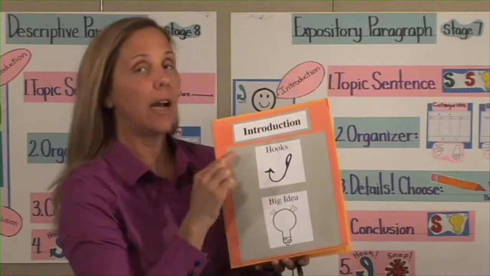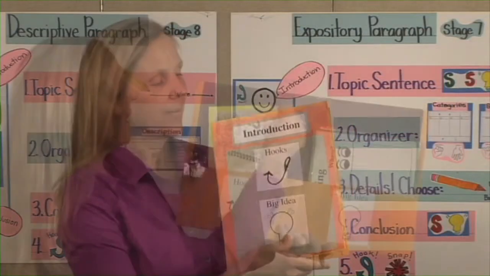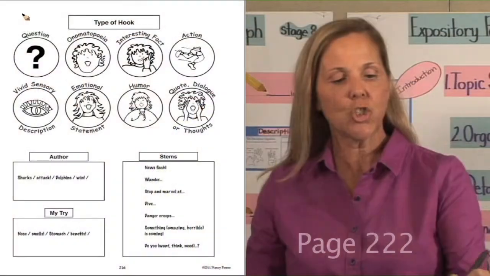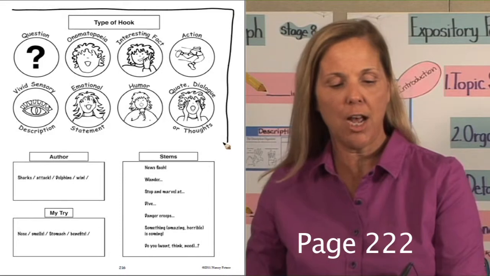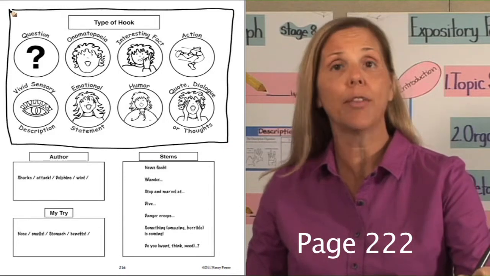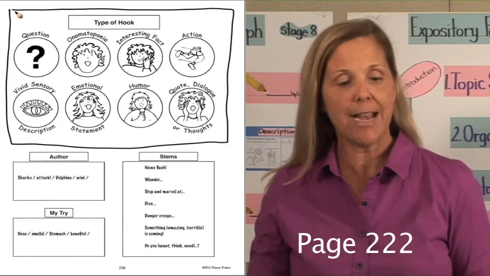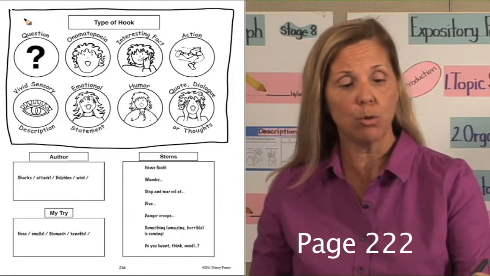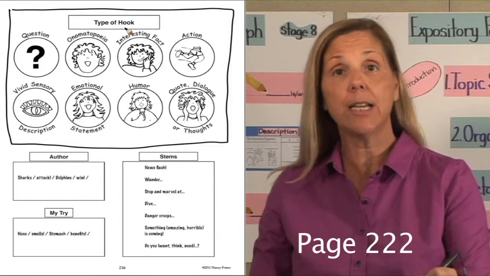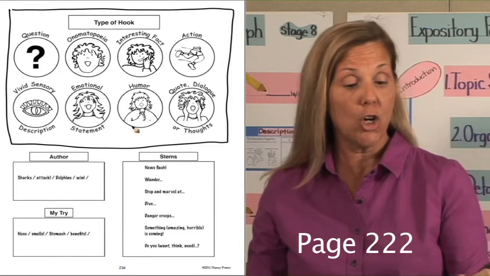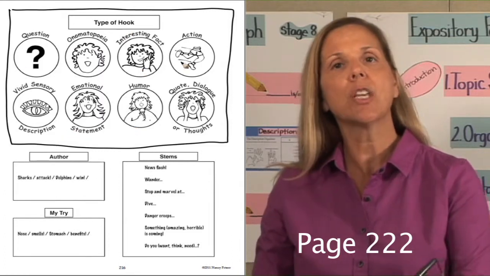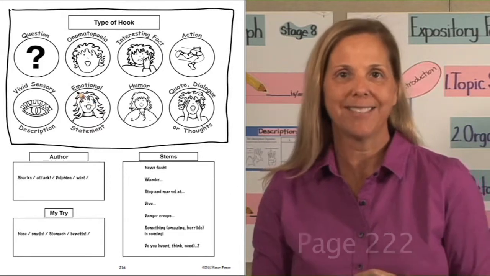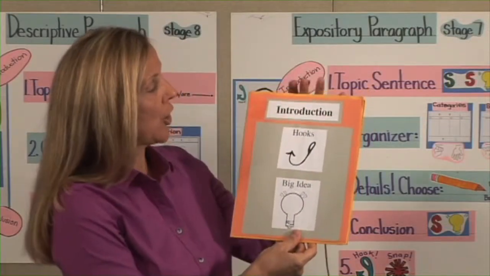I also have another tool for hooks. I've mounted that tool on a chart. This chart has been taken from the top of this black line master on this page and mounted on tag board. And these are just the different types of hooks students could use. Questions, onomatopoeia, interesting fact, humor, an emotional statement. These are the types of hooks that students could start their paper with. In our introduction, we covered our hooks.